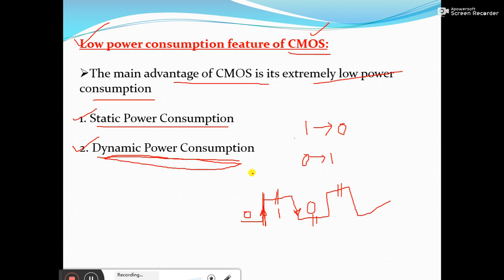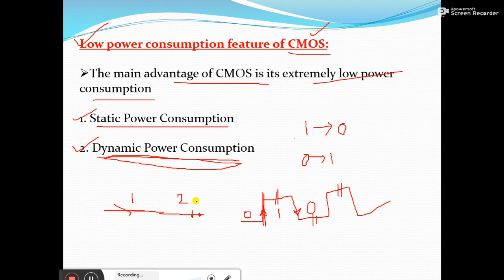Since both switches are in on condition, the first switch is on and the second switch is on. Let's say this is the second switch, and the first switch and the second switch both are in on condition, meaning current will flow in both the cases. Since they are connected in series, current through them will be the same, current flows through both.